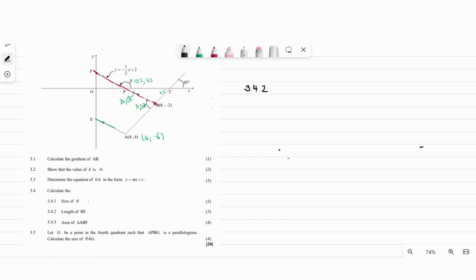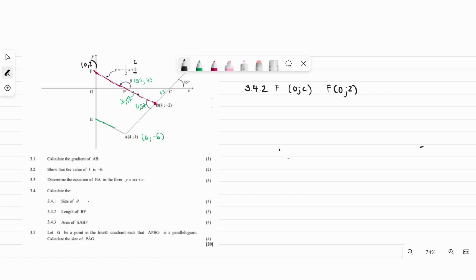So let's find F. For F, we need to find the y-intercept. The y-intercept is always (0, c) from the straight line. So this 2 is c, so our F is going to be (0, 2). So that's the point here, which is (0, 2).